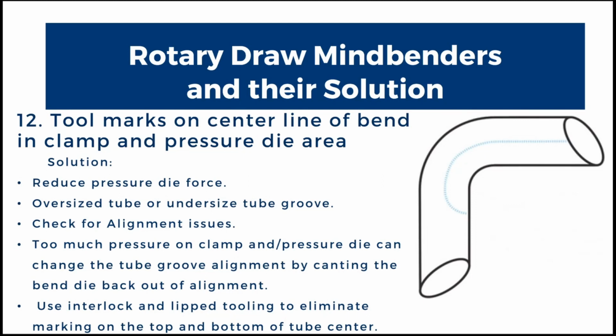If there is too much pressure on the clamp and or pressure die, the tube groove alignment can be compromised, resulting in canting the bend die out of alignment. Again, use interlock and lip tooling to eliminate marking on the top and bottom of the tube center.